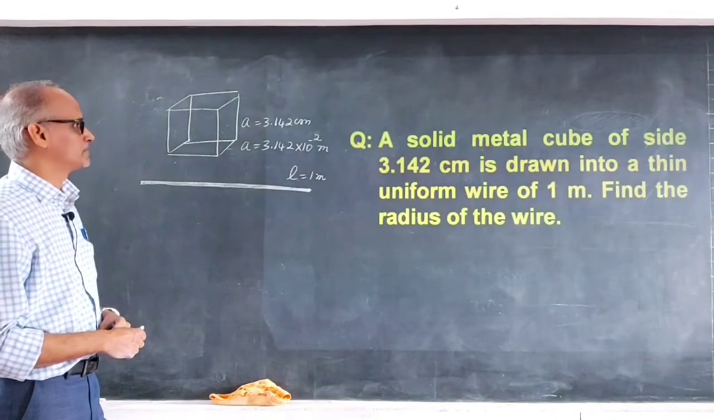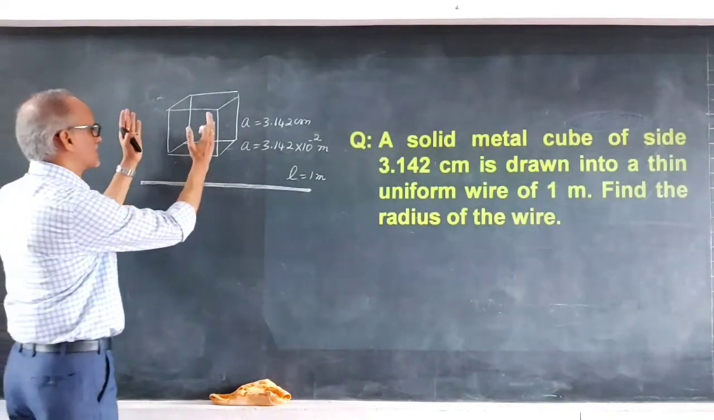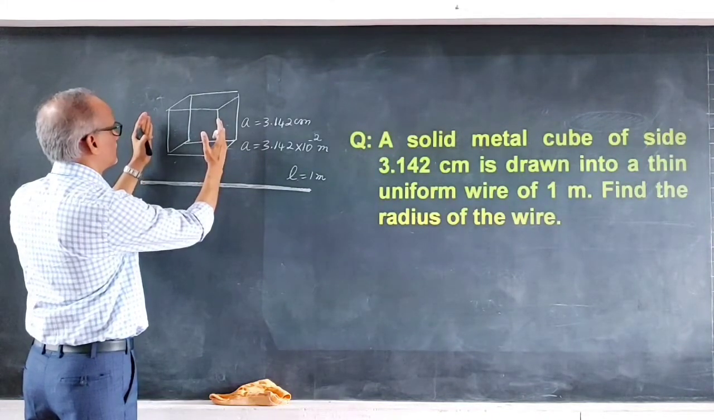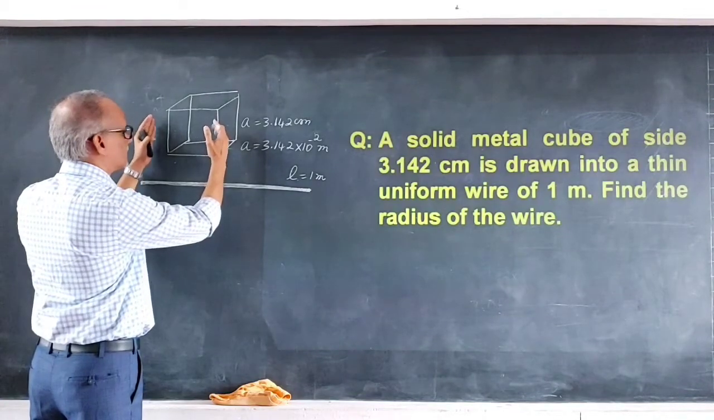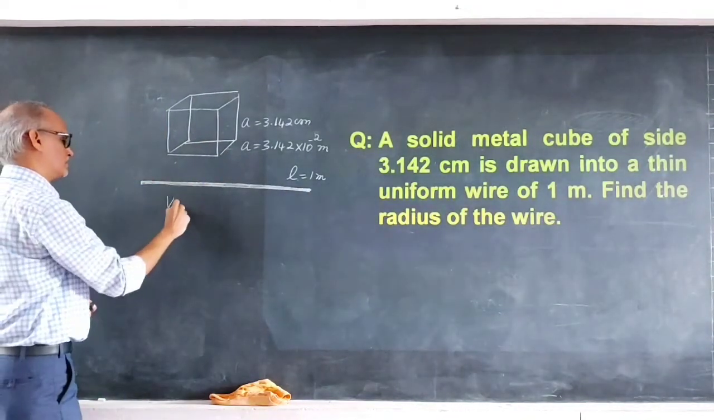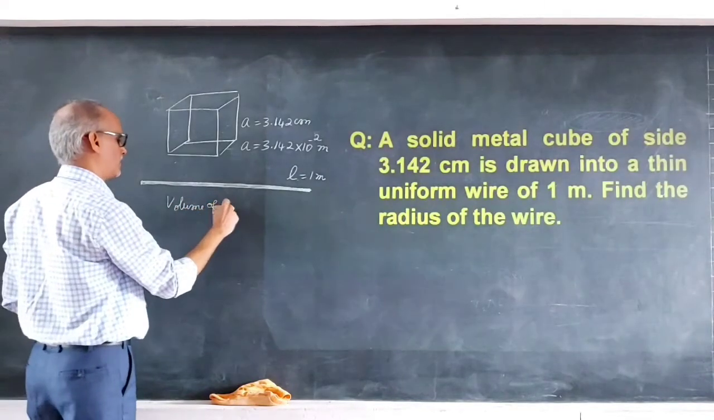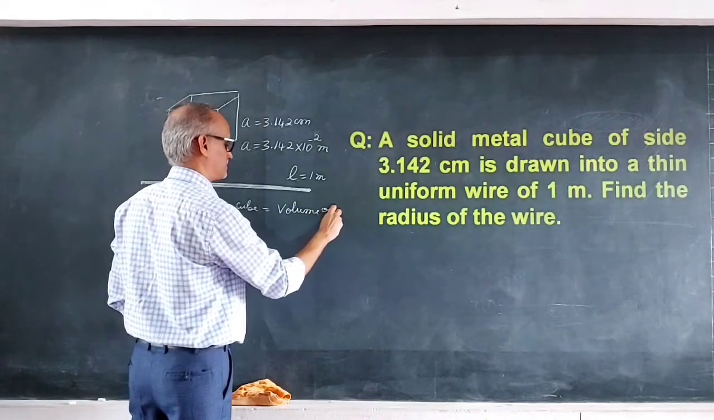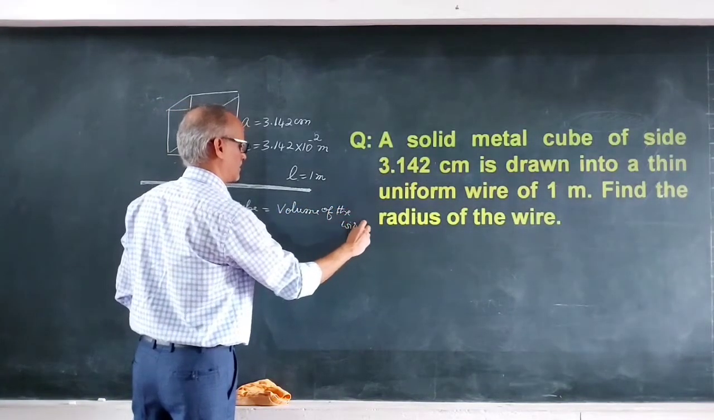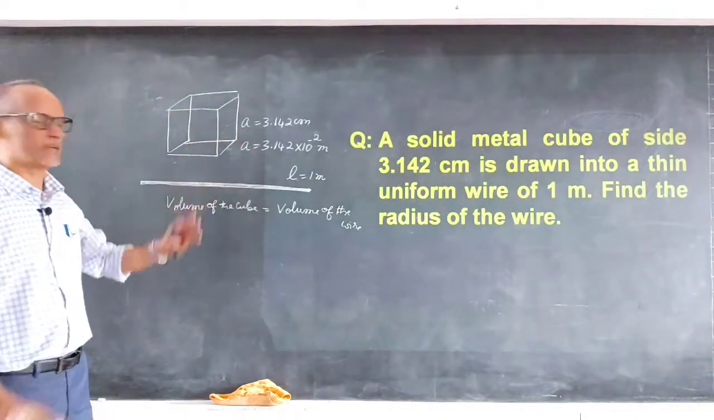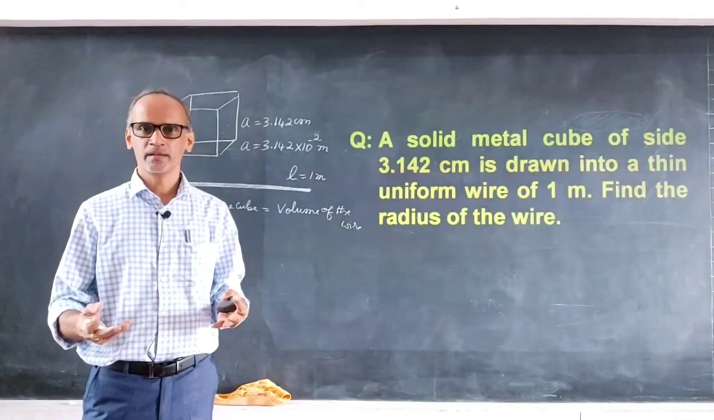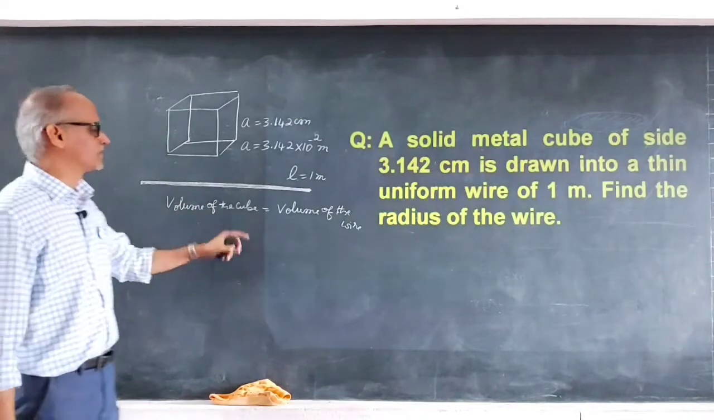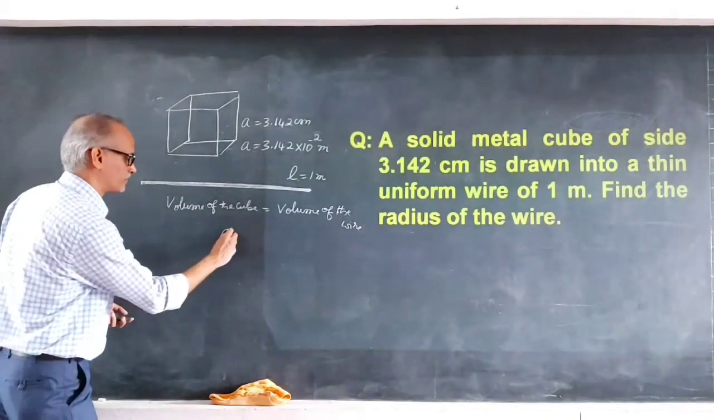Now, when this solid cube is drawn into a uniform wire, the volume of the cube is equal to the volume of the wire, because there is no loss of mass. It is drawn into a different shape, so the total volume has to be the same. So what is the volume of the cube? The volume of the cube is always A cube.